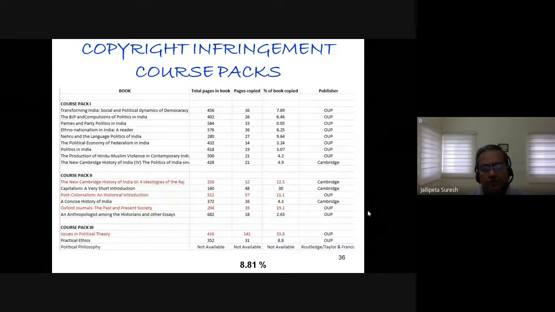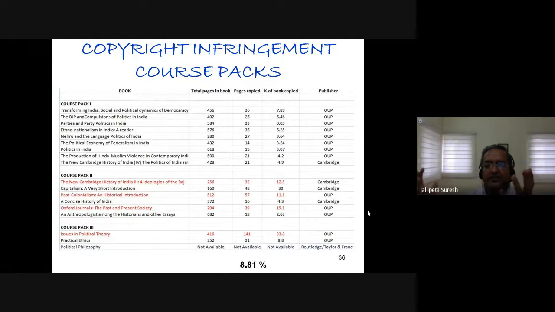In the course of proceedings, after having come to know of the case in the US where they placed a threshold of 10%, it was submitted that, see, they made an excerpt of, say, here you can see this is course pack 1, course pack 2, total pages, number of pages copied.